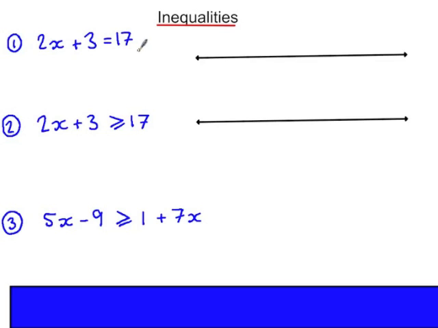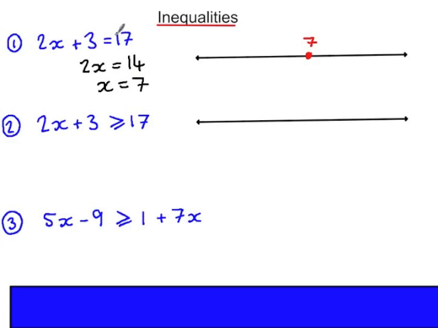Here's a linear equation, and you can solve it by subtracting 3 from each side and then dividing each side by 2. This equation has one solution, x equals 7, and it can be shown on a number line as a single point with a value of 7.